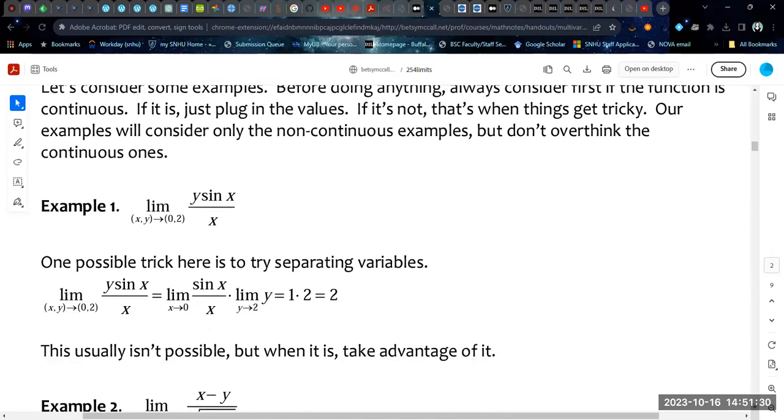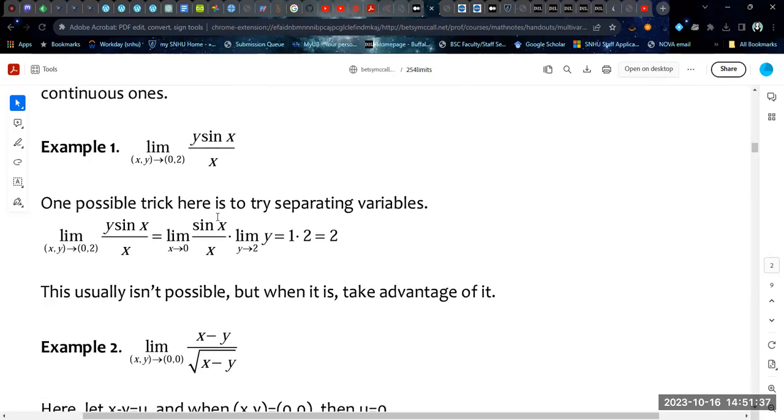So let's look at some easy examples before we go to the harder ones. Sometimes it's only going to be undefined in one variable, and we can use our techniques that we did in the one variable case to simplify this. So in this example, sine x over x going to 0, we can actually separate it out, the limit of sine x over x going to 0 and the limit of y going to 2.